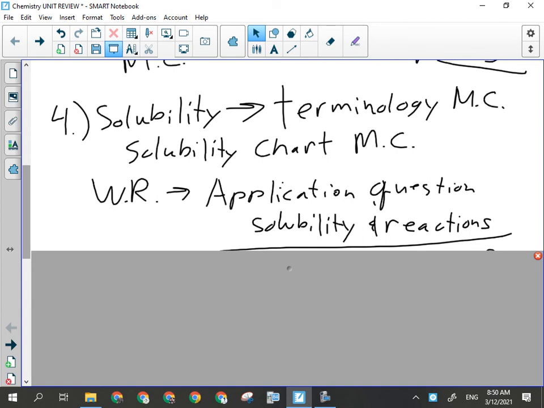Okay, and as I was saying to you before when I was telling you what was on the test, in the written response, there's an application question about solubility and reactions. That's the lead from the chat question I was telling you about. So make sure you've gone over your notes on reaction types and solubility for that.